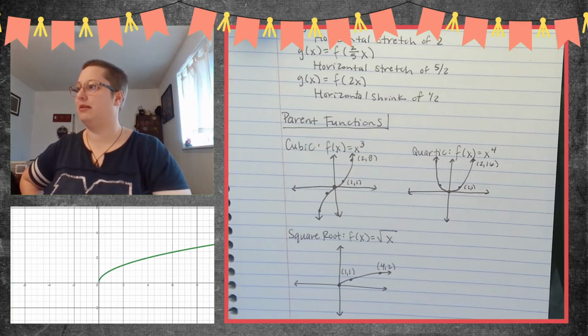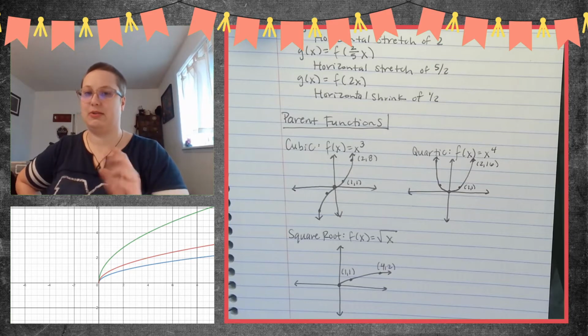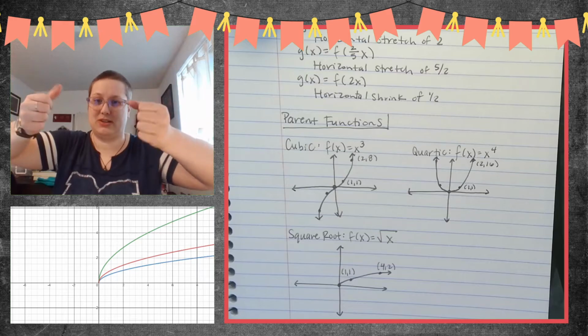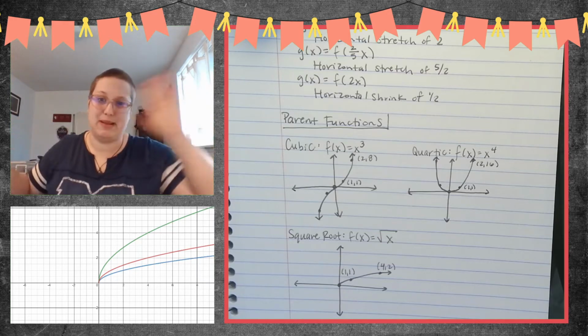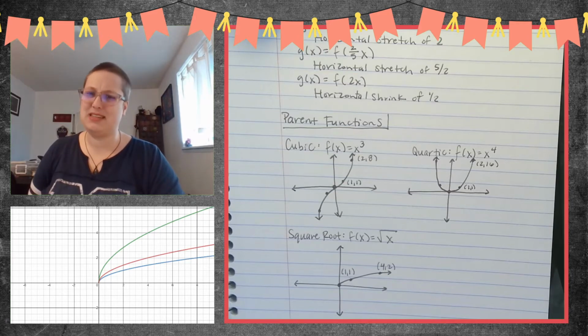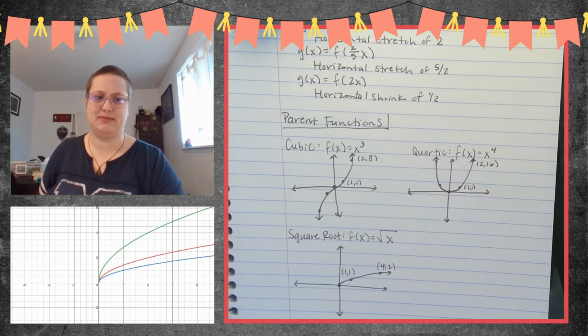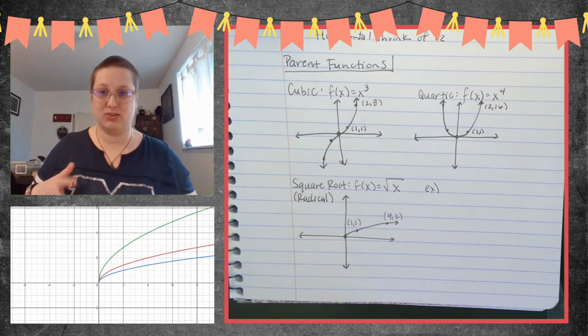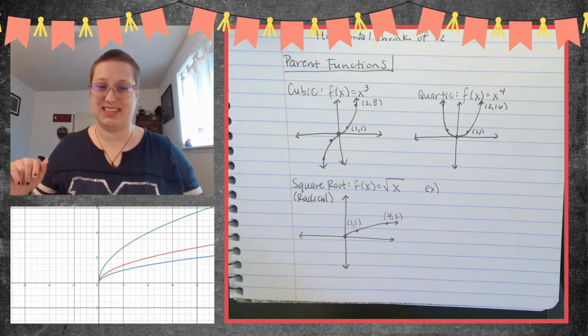So let me just reiterate one more time. The green one is a vertical stretch. It's stretching it this way. Blue one's horizontal stretch. It's going this way. Red is just the main function. Don't worry about it. Okay. Let me see if I can fit an example on this page right here. I totally can. Also, this is also called radical. We're in the radical graphs unit.